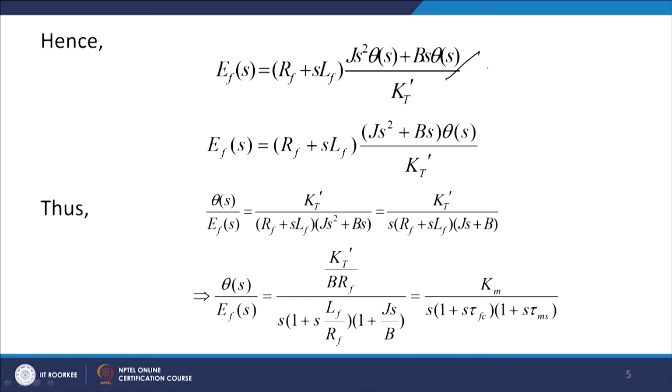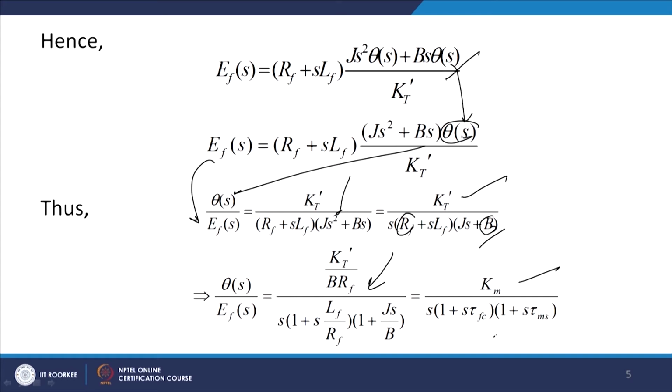Now what to do next? Now we have to simplify it. In order to simplify, theta(S) is taken common here, and afterward theta(S) and Ef are written like this and the variables adjusted like this, and from this we have got this expression. Then B and Rf are adjusted like this, and we have got this particular expression, where Lf by Rf is replaced by tau_fc and J by B is replaced by tau_ms.